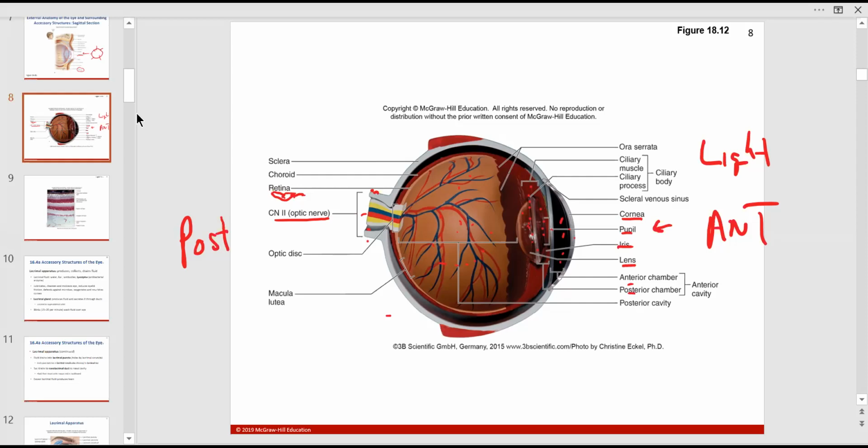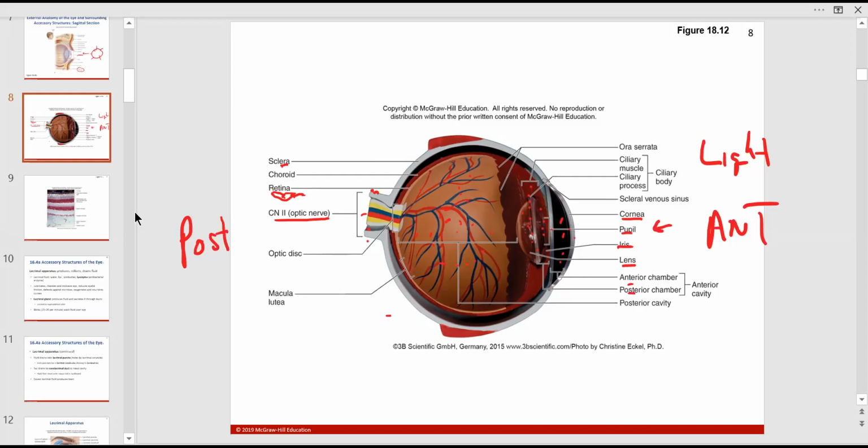So the sclera is the outer part. Remember, the white of the eye. So let me go through the three layers, and it'll go through the next couple of pages. And if you see these vessels, the veins are blue and the arteries are red within the eye, because you need a lot of blood supply to this tissue.